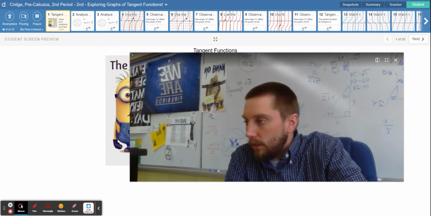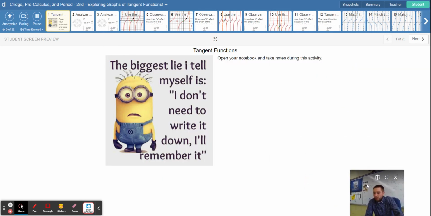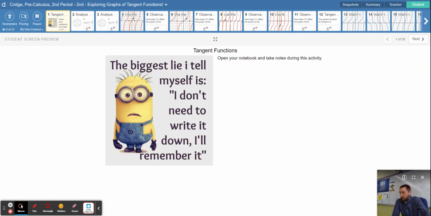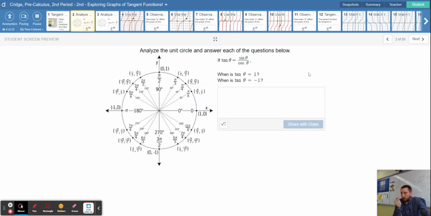Okay, so I think most of this activity is pretty self-explanatory, but it's just going to walk you through a couple key things about tangent. So, what do we remember about tangent? Remember, tangent is a lot like slope. So I think that'll maybe come in handy when we start thinking about the graph. So, tangent is 1 when my slope is 1.